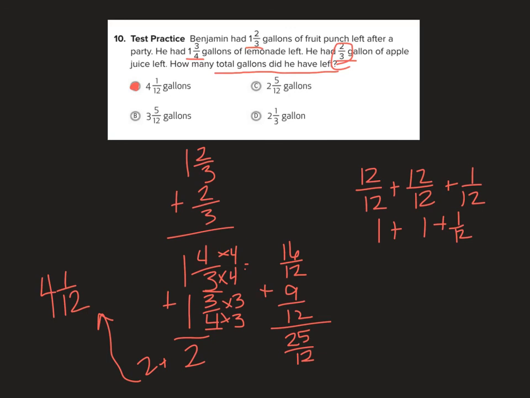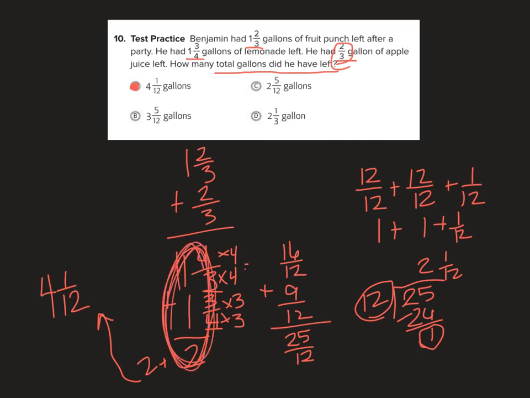Otherwise, I could have always done the top divided by the bottom. 25 divided by 12 is 2, minus 24, I have 1 left over. Here's my numerator, here's my denominator, 2 and 1 twelfth. So now I have to add that to the 2 that I have right here, right? So I'd get 4 and 1 twelfth.